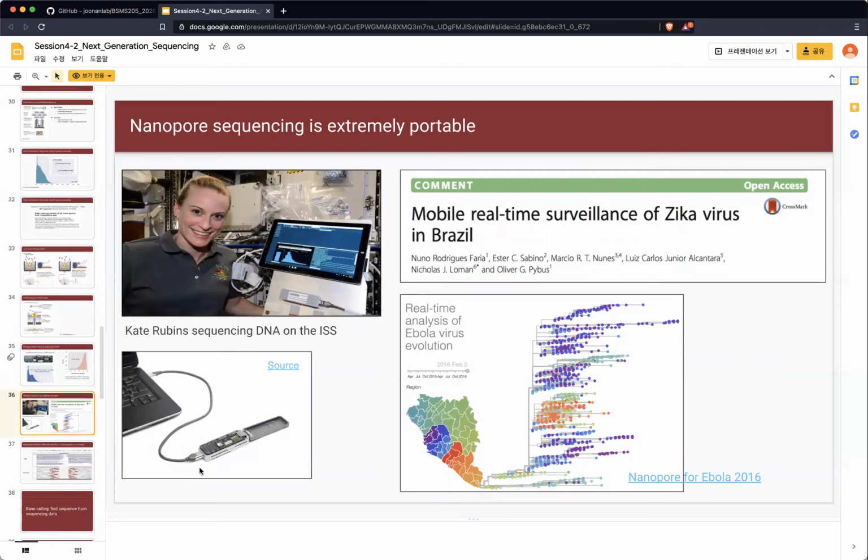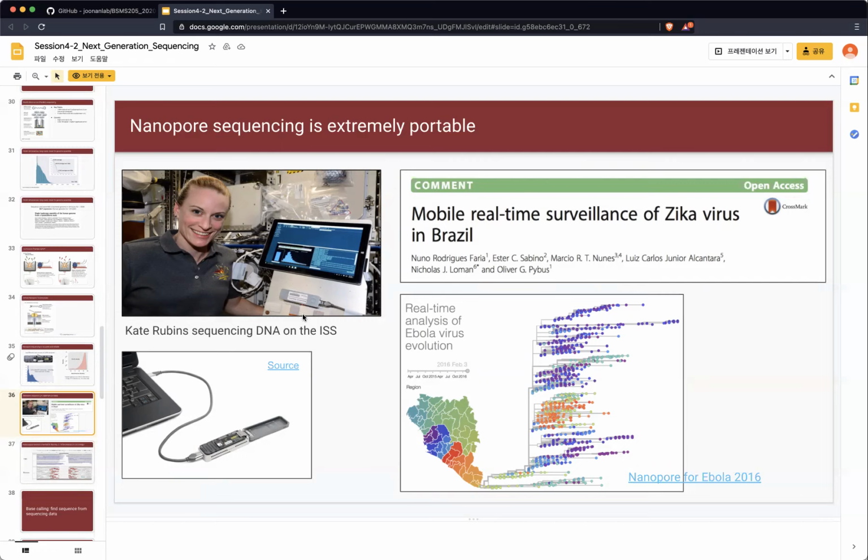Okay, so this is the size. Then you can connect to your laptop, and then you can sequence, right? And also you can bring the Nanopore to space. So this is somewhere in a space station. I mean, I can bring the Nanopore to the space station, but I don't know how to get to the space station.